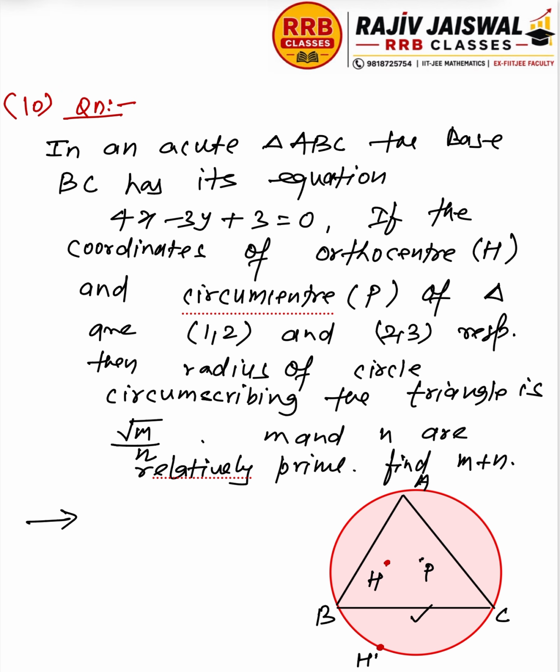Now if H dash is known and P is known, P is the circumcenter, and H dash is on the circle. So you just have to use the distance formula to find PH dash. Just use the distance formula. And I'm expecting that you know the formula for the image of a point from a line. So you can find the image of the point H from the line, as the equation of the line is given. So you get the point H dash, then you can find PH dash easily because P is already given.